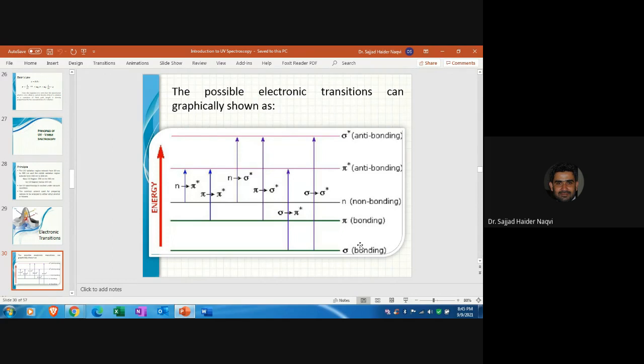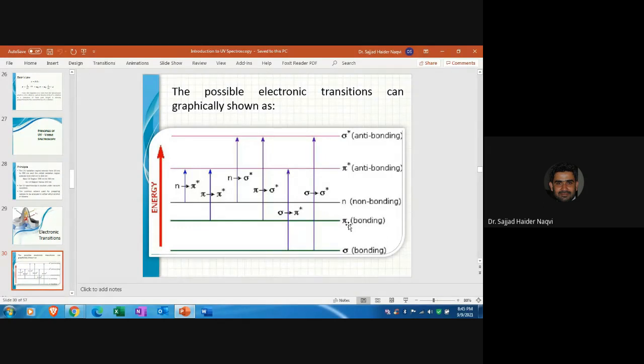Now as you go on increasing the energy, the electrons will absorb the energy, and here comes the transition, because now they absorb energy and they are doing the transition, they are going up. So from bonding, they reach the level of pi bonding, which is the next higher level.